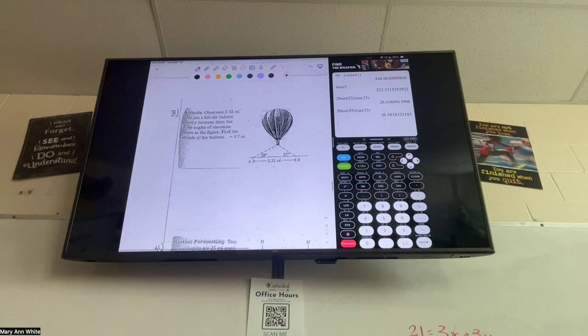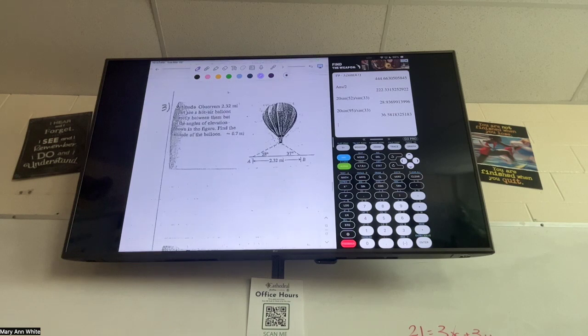Now, this one's kind of cool because it is from the book and it actually tells us what the answer is. This little part right here, approximately 0.7 miles, this is probably copied from the teacher book, so that's why the answer is right there. But our question is, how do we get to that answer, okay?